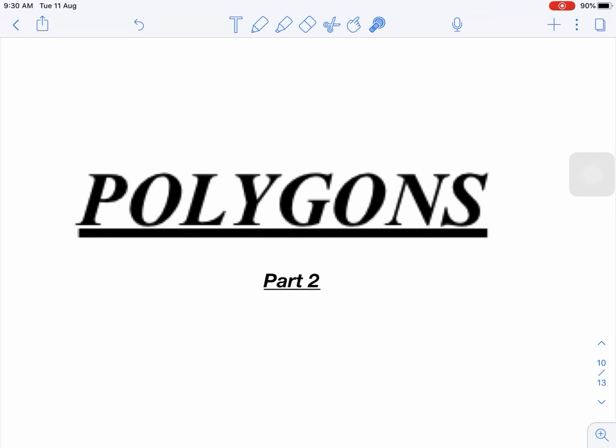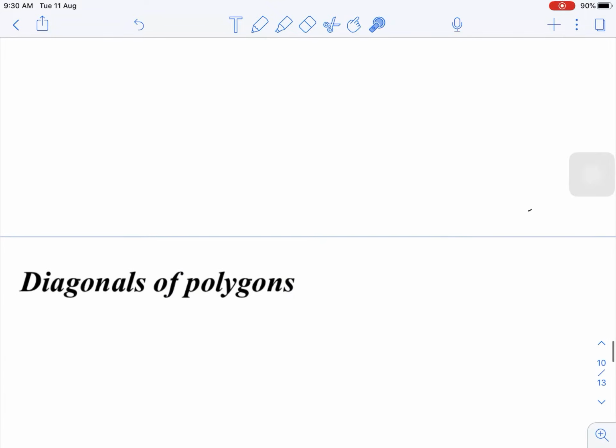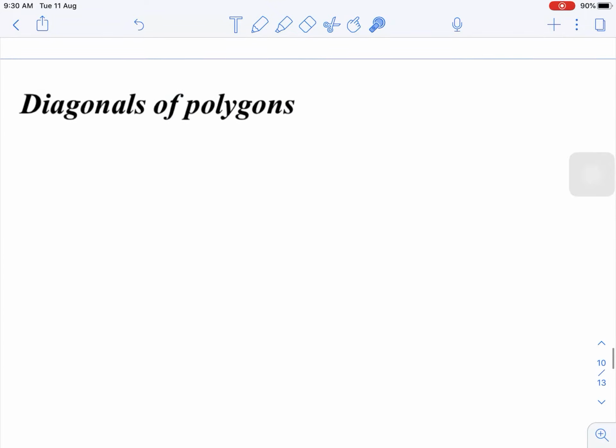Yesterday we learned about the introduction to polygons. Today we are going to learn the next concept based on polygons, that is, diagonals of a polygon. Yesterday we learned what a polygon is: a closed figure made up of line segments. Now today we are going to learn what the diagonals of a polygon are.